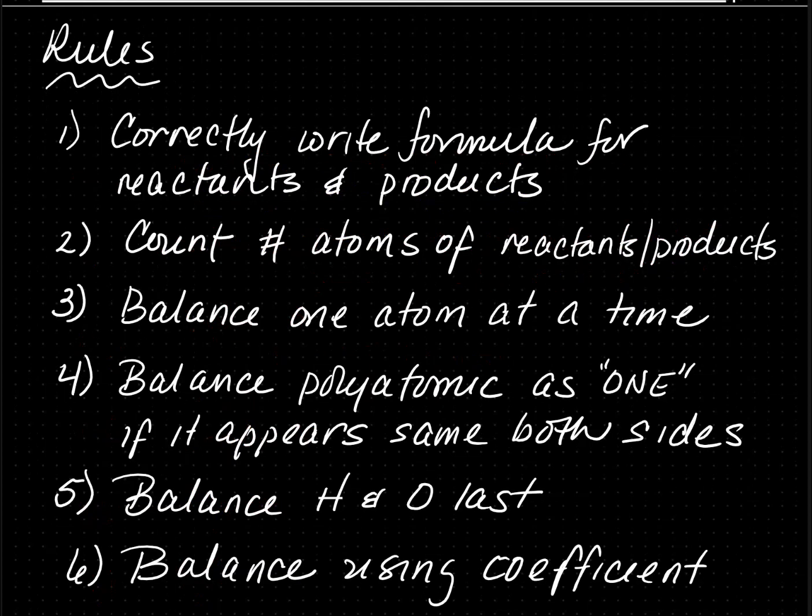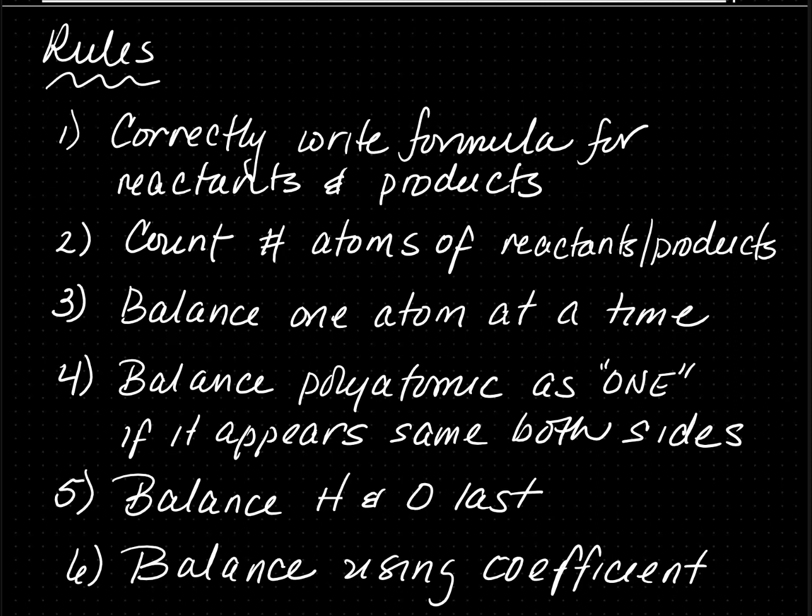First thing you need to do is correctly write formulas for the reactants and products. If you do not write these correctly, you will have difficulty balancing. Number 2, count all the atoms of the reactants and then count all the atoms of the product. If they are not equal to each other, remember before and after has to be the same amount, then you need to balance. If they are equal to each other, then it's already balanced.